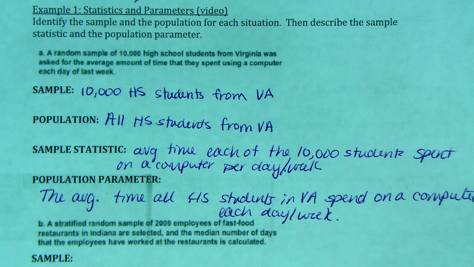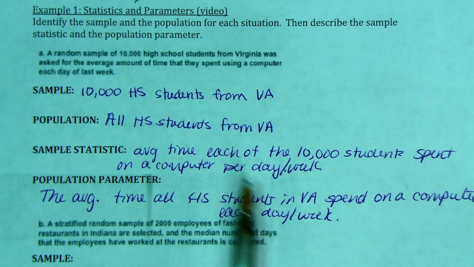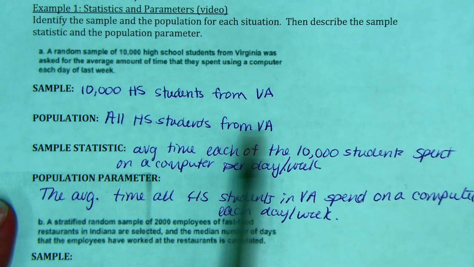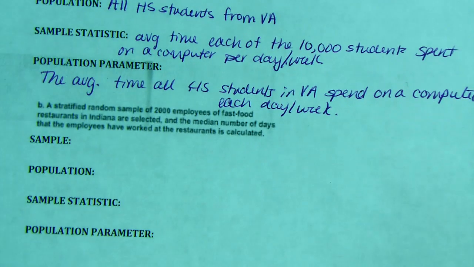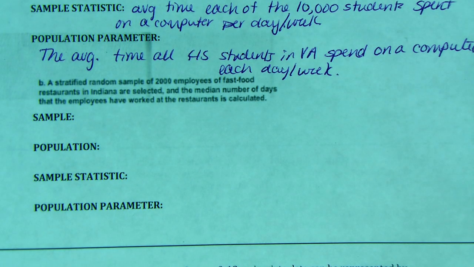Okay, so notice this is very, very similar. It's almost the same exact thing. It's just understanding the difference between the sample and the entire population. So let's try another one. A stratified random sample, there are some terms from last lesson, of 2,000 employees of fast food restaurants in Indiana is selected. The median number of days that the employees have worked at the restaurants is calculated. So the sample are the 2,000 employees.